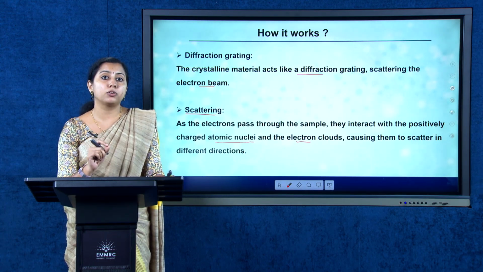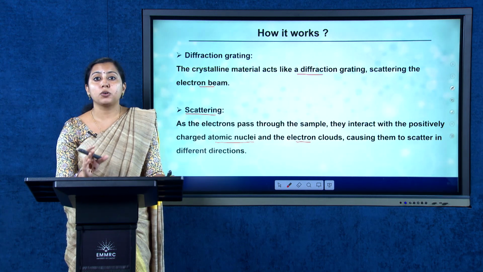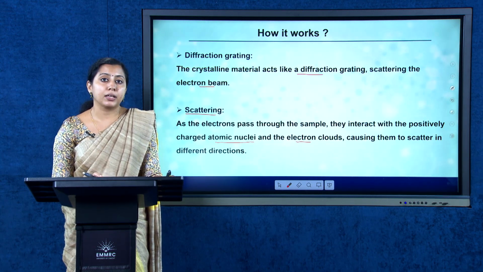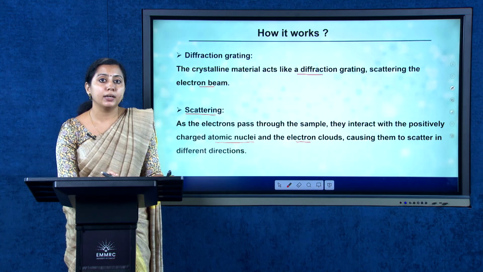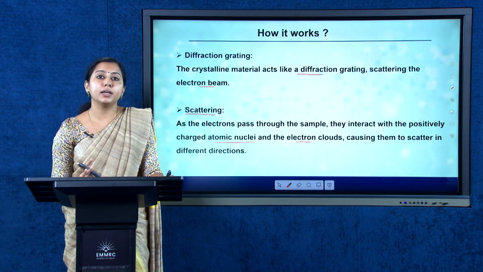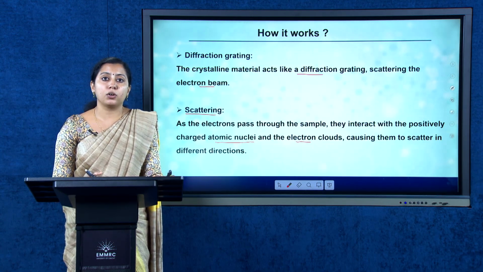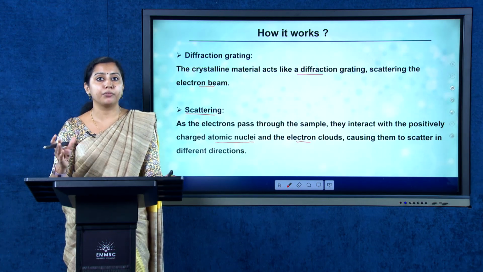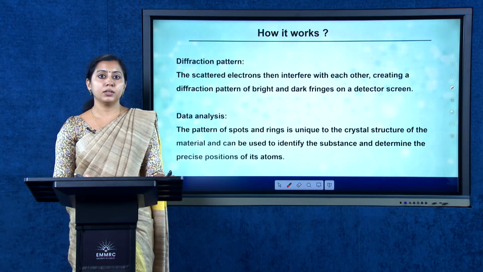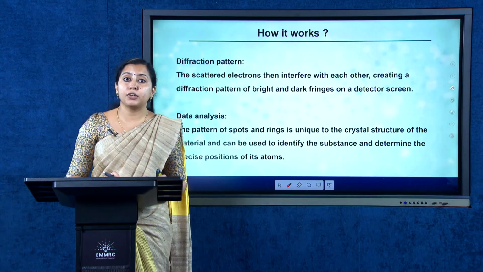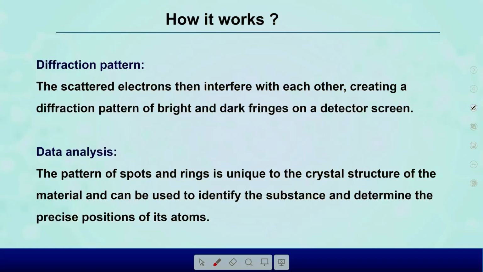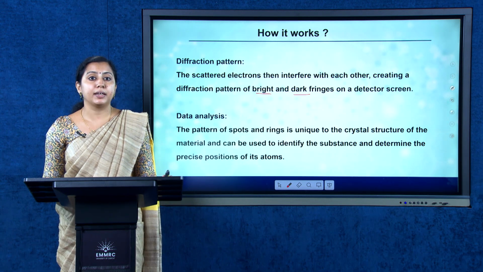And how are these electron beams scattered? When electrons pass through the sample, they interact with the positively charged atomic nuclei and the electron cloud surrounding the atomic nuclei. This causes the electron beam to scatter in different directions. The scattered electrons then interfere with each other. Either they can interfere constructively or destructively, creating a diffraction pattern of bright and dark fringes on a detector screen. And the final step is the data analysis.